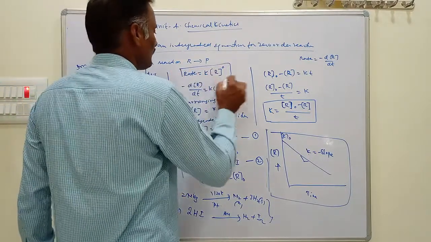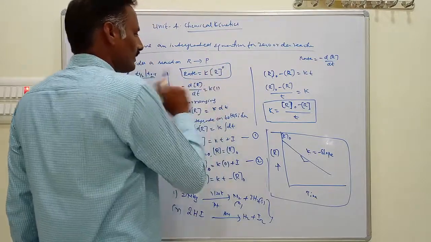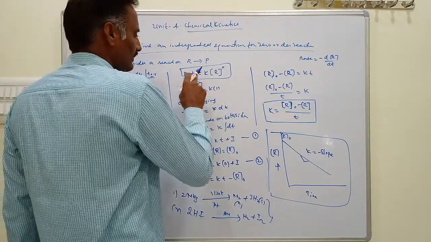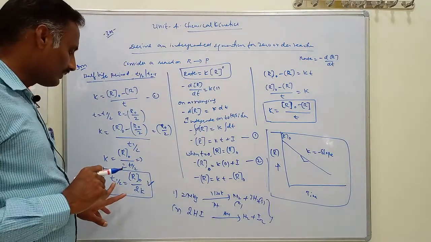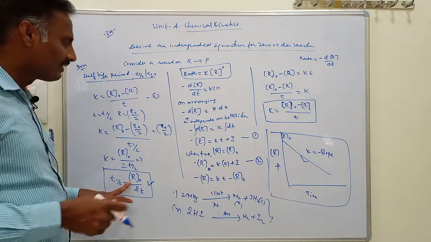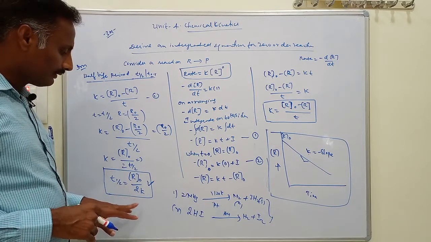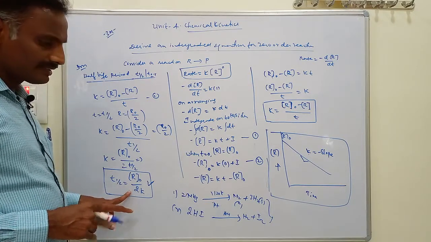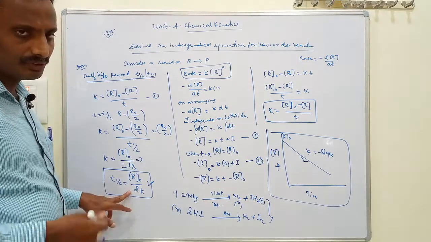This type of questions are asked here. Rate of a reaction is independent of initial concentration of reactant. What is the order here? This is called a zero order reaction. And one more question here. Half-life period of a reaction is directly proportional to initial concentration of reactant. What is the order? Zero order. In a chemical reaction, as initial concentration increases, half-life period also increases. What is the order? Zero order.